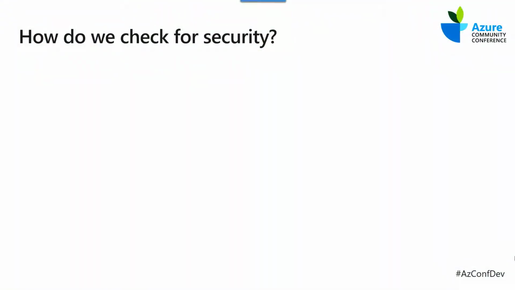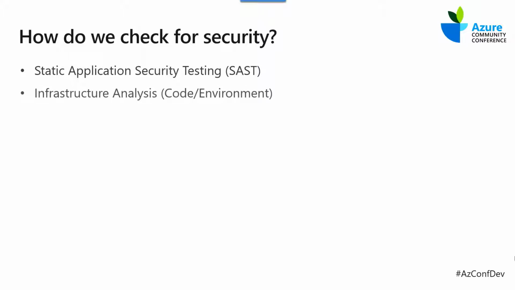So how do we check for security? The first is static application security testing. Static analysis means that we're scanning the code without the need to run the application, and this is either our source code or libraries. We also do infrastructure analysis, which means that we're scanning the infrastructure as code to prevent issues, or scanning the actual environment to understand the drift status from the baseline. And this is also done by scanning.